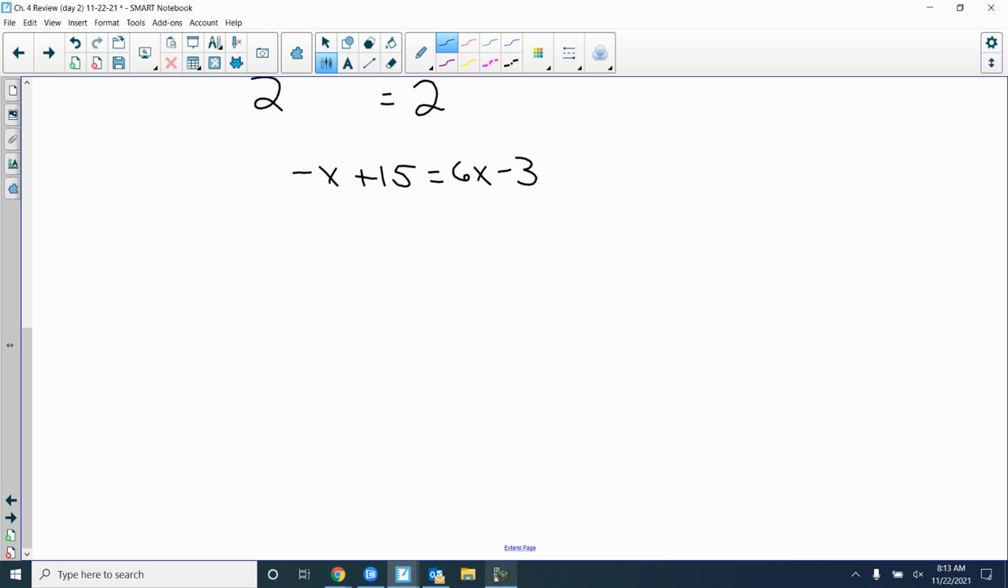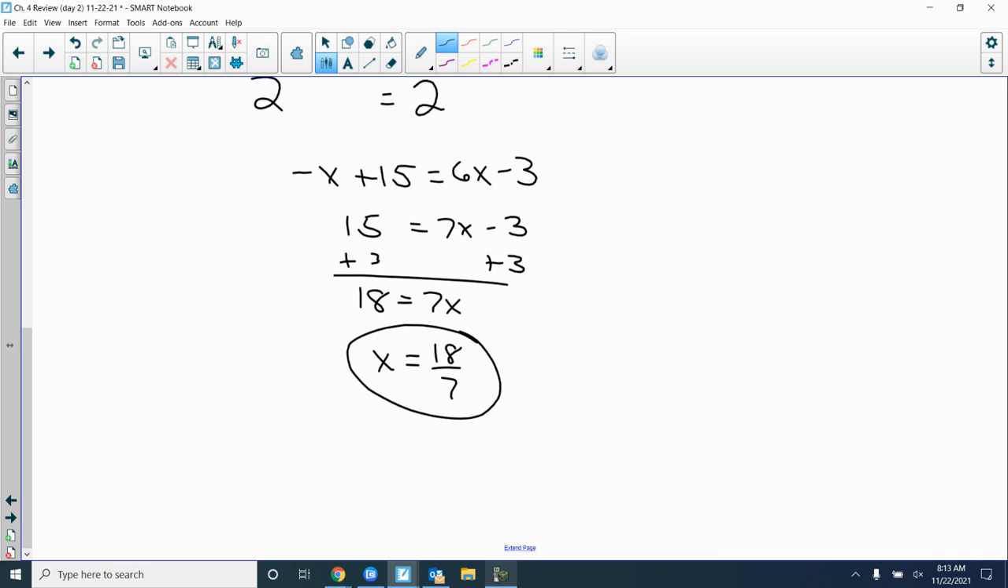So if I add x, 15 equals 7x minus 3. Add 3, 18 equals 7x, x equals 18 over 7. Absolutely leave it like that. Okay, absolutely.